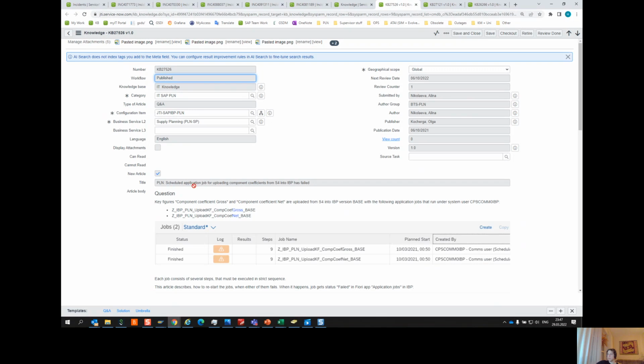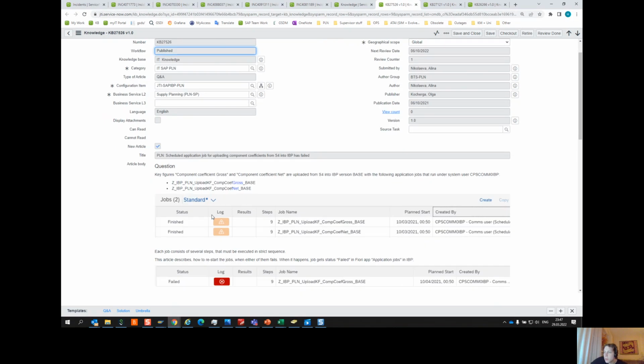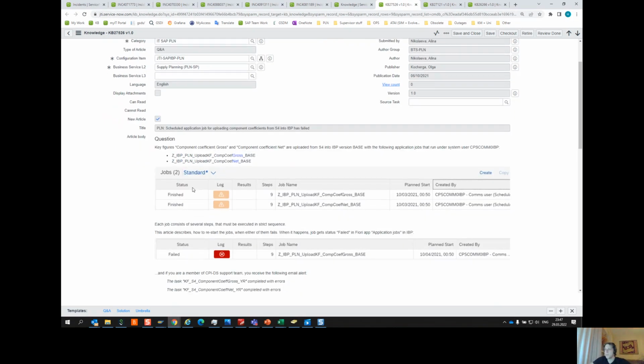But I guess, well, I would say not really a user-friendly written article. Sorry, Alina, who wrote it. But yeah, well, I guess the problem described here is when this job fails.